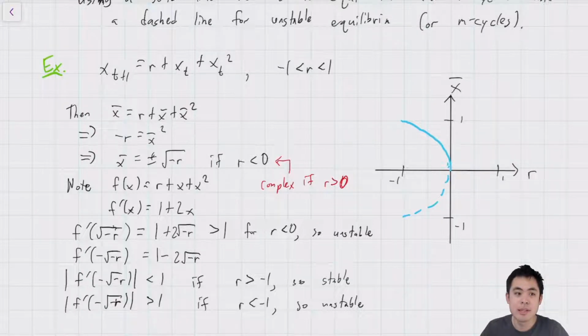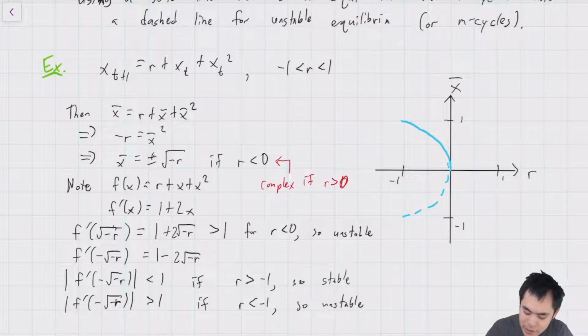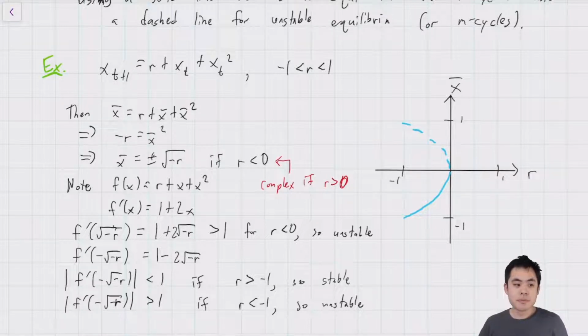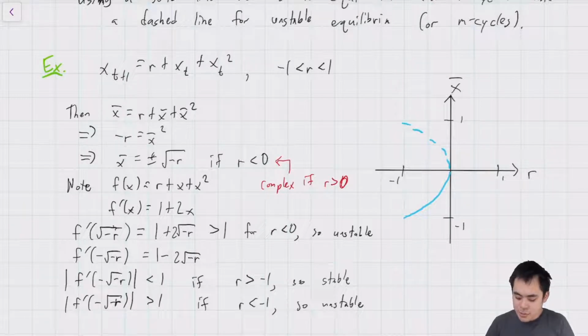And so this here is a, wait a moment, did I get that backwards? Yes, I got that backwards. Because we're using dashed lines, so I said it correctly, but we're using dashed lines for unstable. So this one here is unstable. And this one here is stable. Okay, so this is a bifurcation diagram.